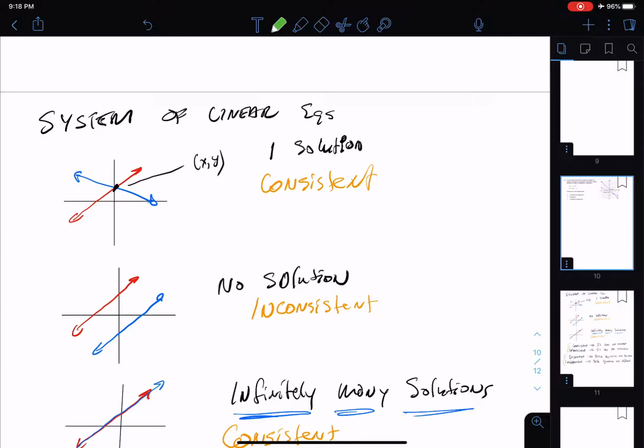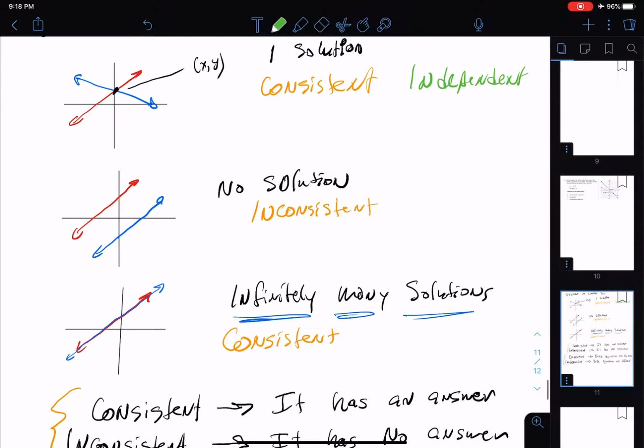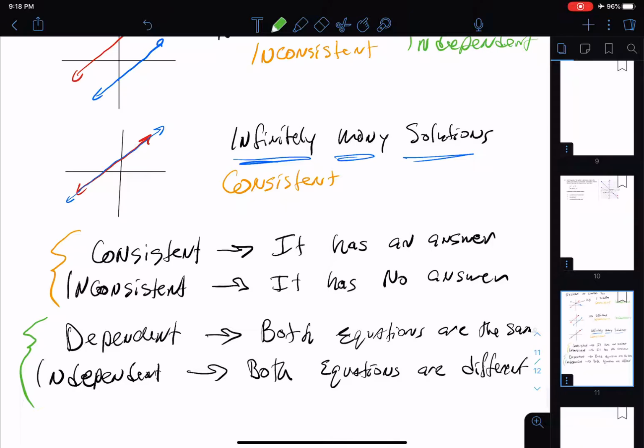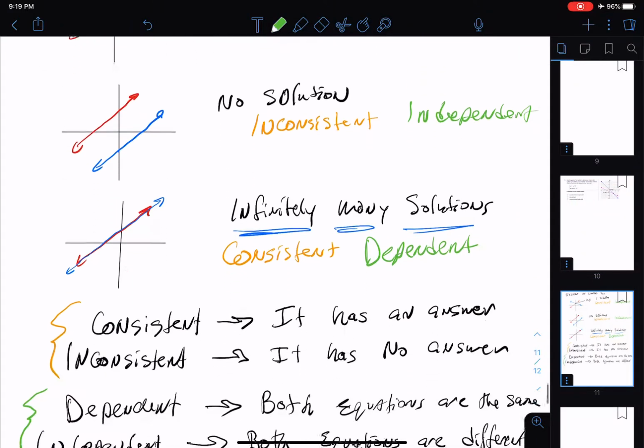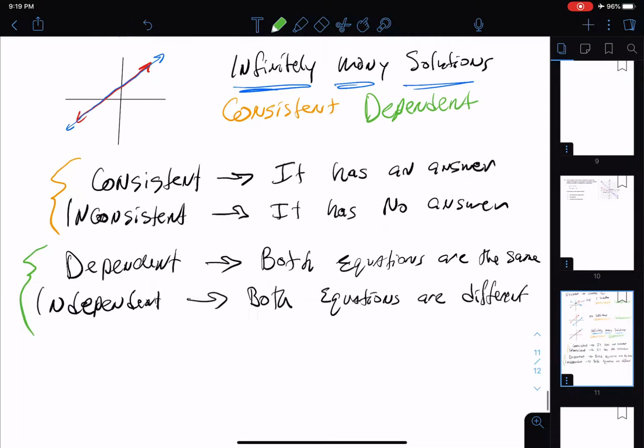Or independent, consistent, however you want to say it. I just did it this way, independent. Are these equations different? Yes, they are, so it's independent. And are these two equations different? No, they're the same, so they're dependent. Consistent, dependent. So that kind of helps you. I think that helps with this consistent, inconsistent, independent, dependent, if you just remember what it actually means in English.